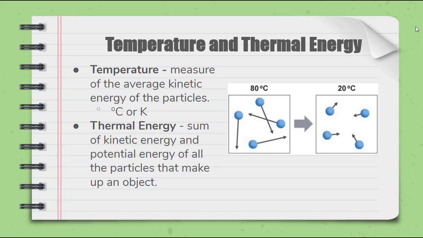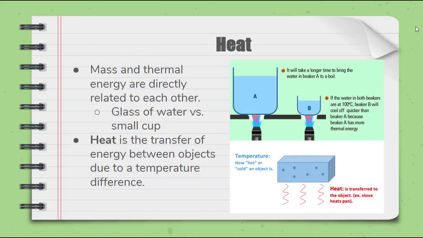Thermal energy is the sum of the kinetic energy and potential energy of all the particles that make up the object. So even objects that appear to be solid, those molecules do have movement associated with them. Liquids and gases obviously would move faster because those occur at higher temperatures than solids, but hopefully you get the idea. Remember that heat is a transfer of energy between objects, not temperature.